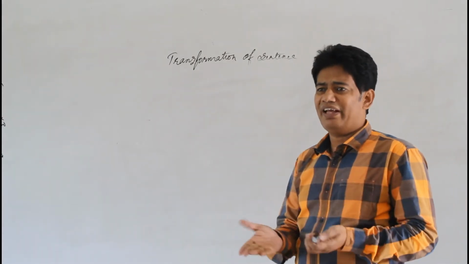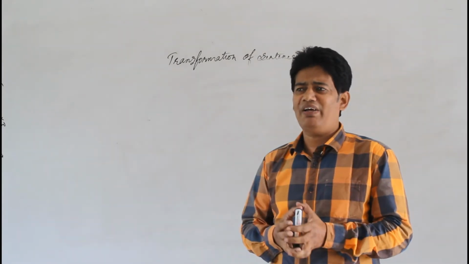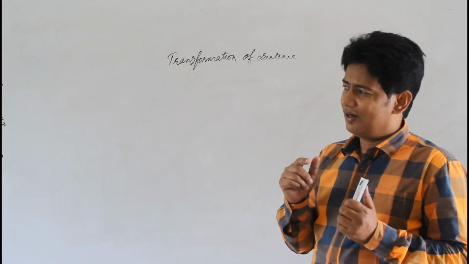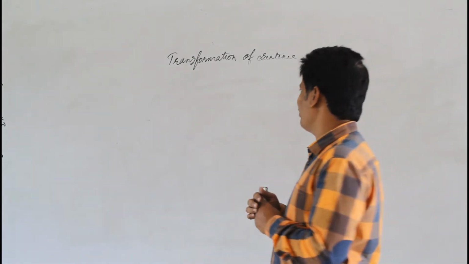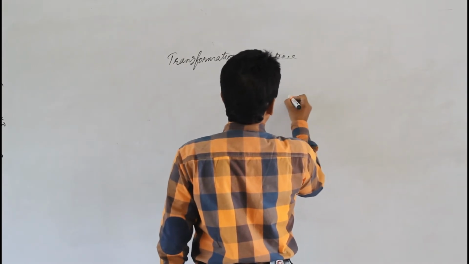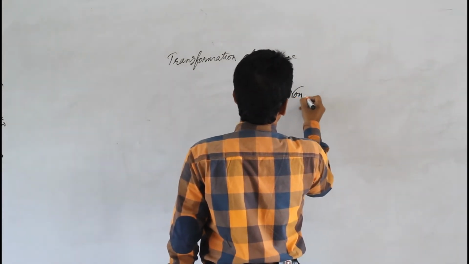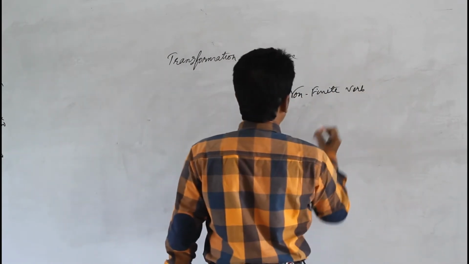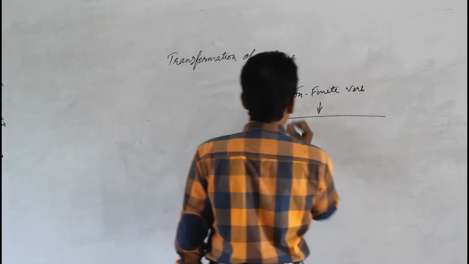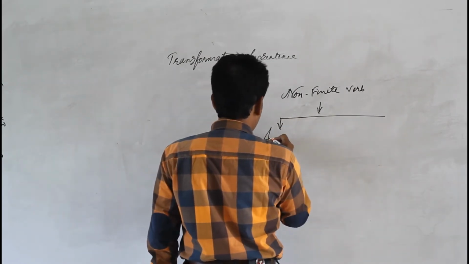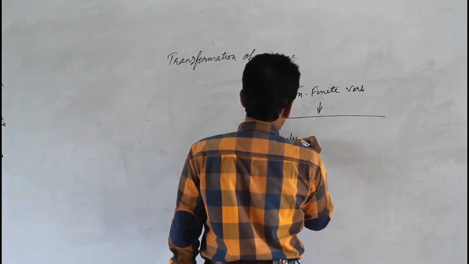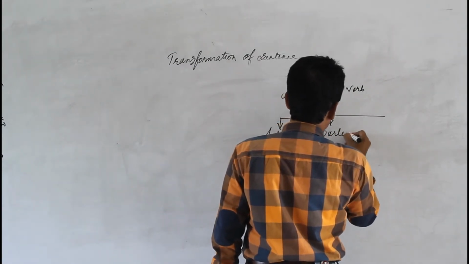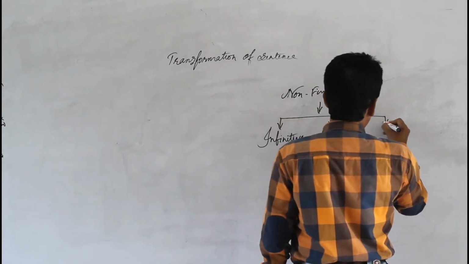How can a verb be non-finite? I discussed the structures of non-finite verbs in my previous classes, and again I'm going to give you some information and a clue about the non-finite verb. Non-finite verbs are classified in three: infinitive, participle, and gerund.